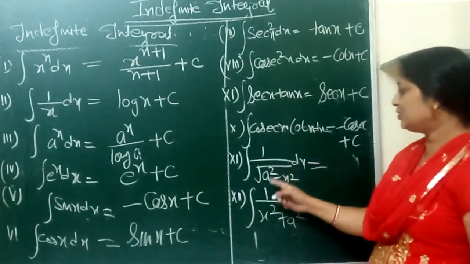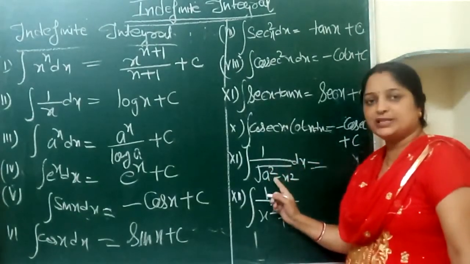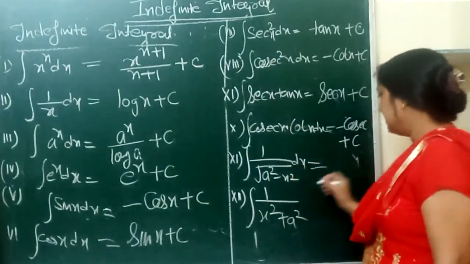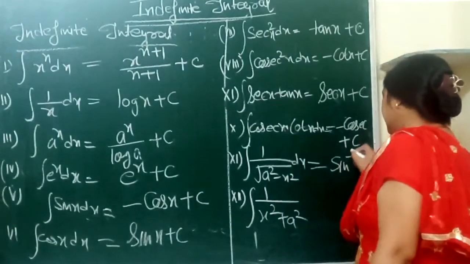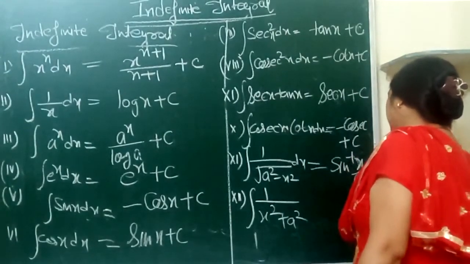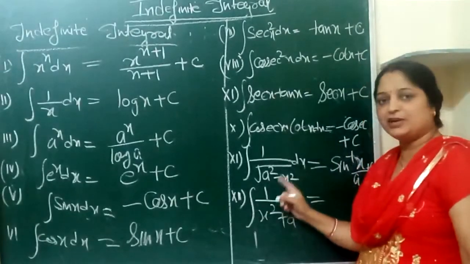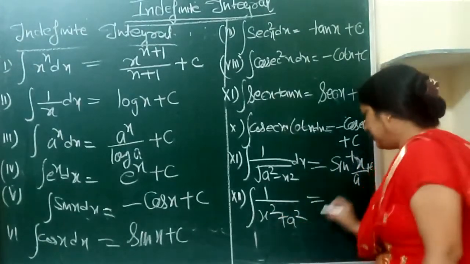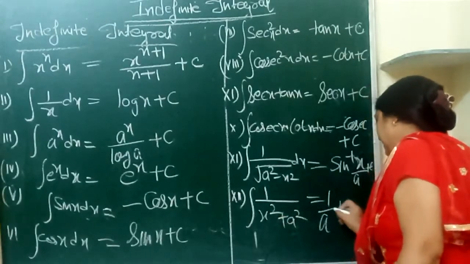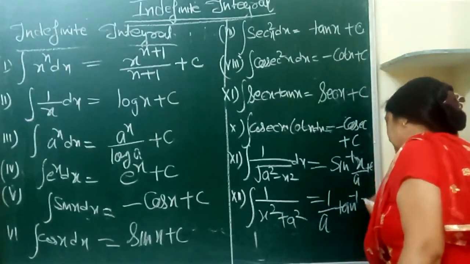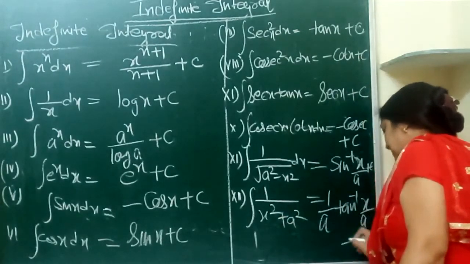Now integration of 1 upon root a square minus x square is sine inverse x upon a plus c. And the integration of 1 upon x square plus a square is 1 upon a tan inverse x upon a plus c.